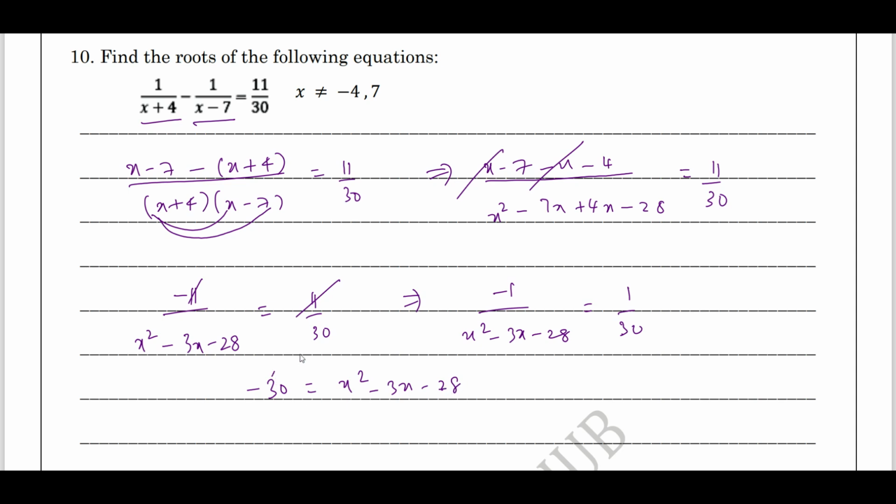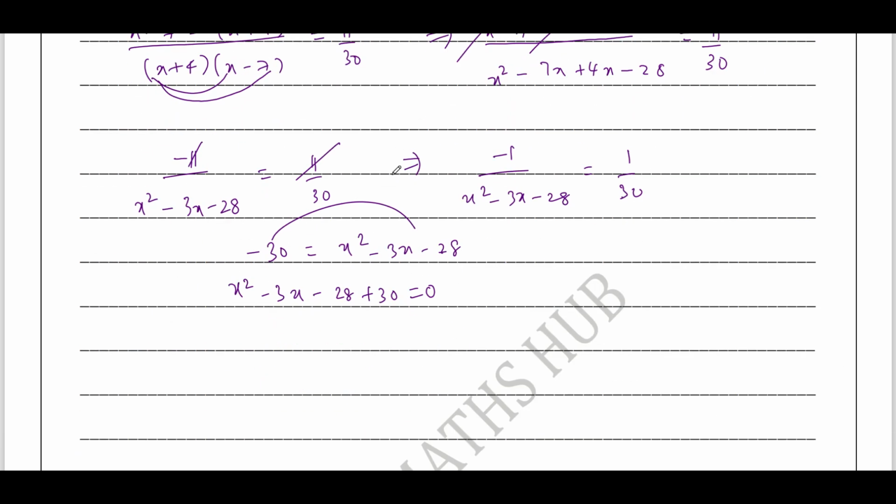Now shift minus 30 to RHS, it becomes x square minus 3x minus 28 plus 30 equals 0. Now minus 28 plus 30 is plus 2, equals 0. Very simple. Solve this by factorization method or by formula method, that is multiply first term and last term, we get 2x square. Now minus 2x minus 1x, what I get is minus 3x. The sum will be minus 3x, product will be 2x square.